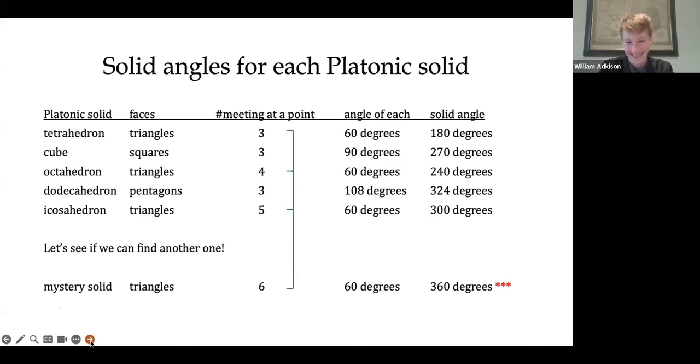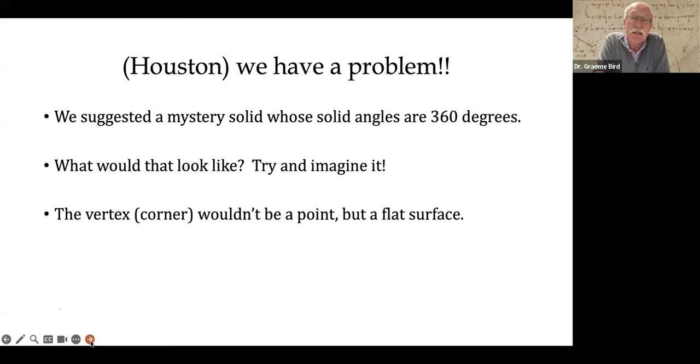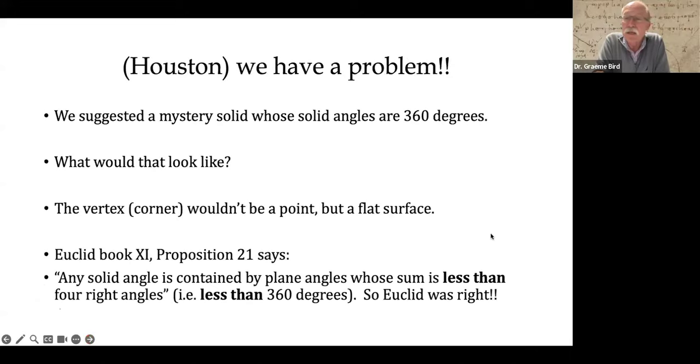So all that to say, Euclid was right. Surprise. We're not surprised, are we, William? Not at all. Right. But it's always good to try, just to validate your admiration for Euclid. Okay.